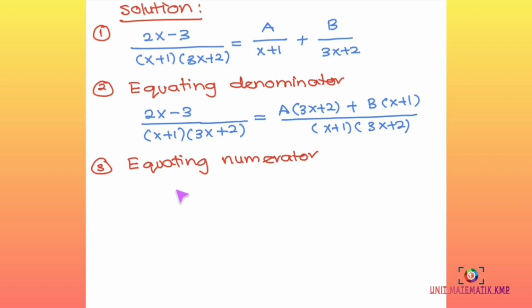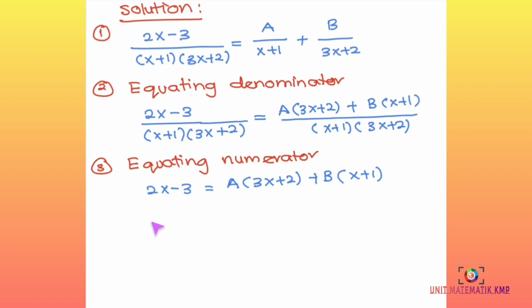Next we need to equate the numerators. Equating numerators, we will have 2x minus 3 is equal to A times (3x plus 2) plus B times (x plus 1). From here, we need to find the values of A and B.